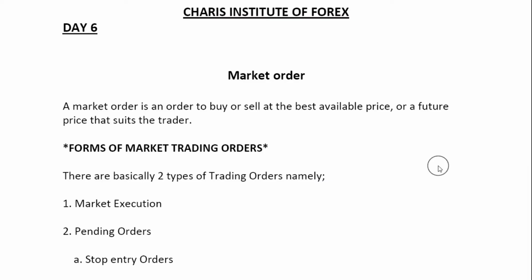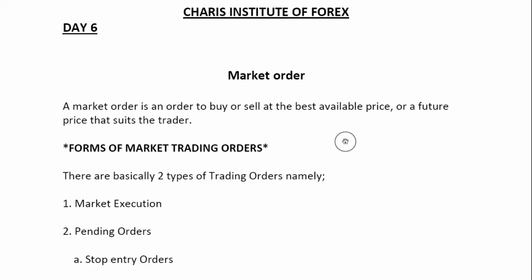So guys, what is a market order? A market order is an order to buy or sell at the best available price or a future price that suits the trader. There are different forms of trading orders. The role of these orders is for execution.